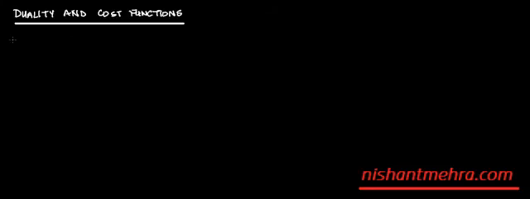Duality and cost functions. So basically, what does duality in production or in cost mean? That a firm can maximize production subject to the given cost. And this Y is nothing but, let's say, F(K, L).